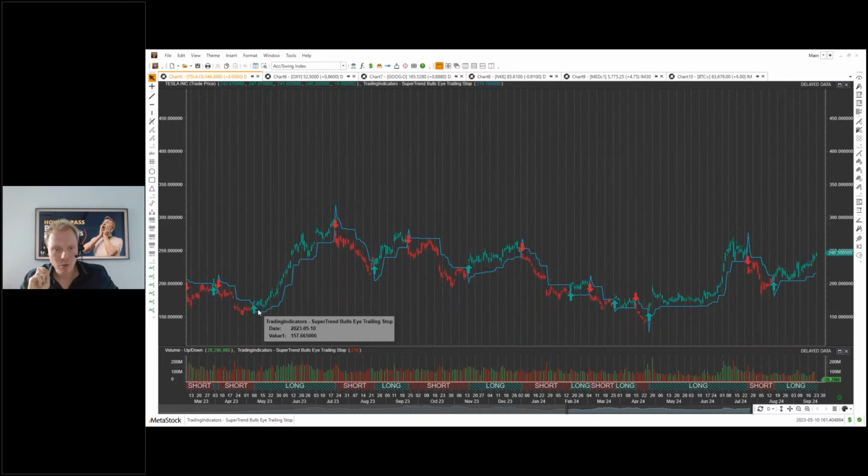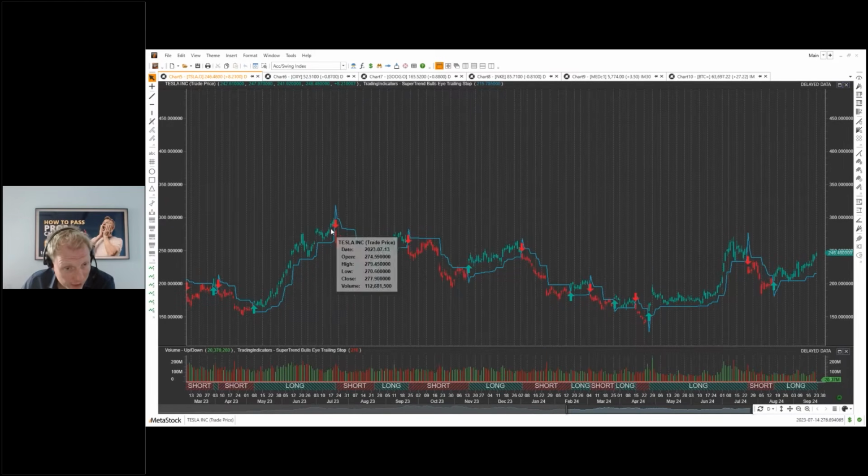It is a stop and reverse indicator, meaning that we stay in the trade up until the point where we get stopped out, where price breaches our long trading stop. And when this happens, we then go short. We stay in the short trade all the way down here until price breaches our short trading stop, and so forth and so forth.